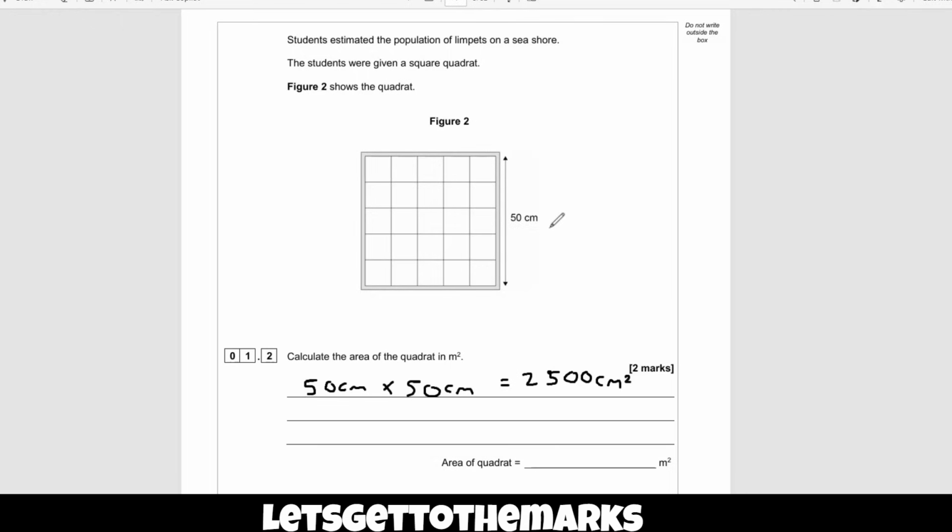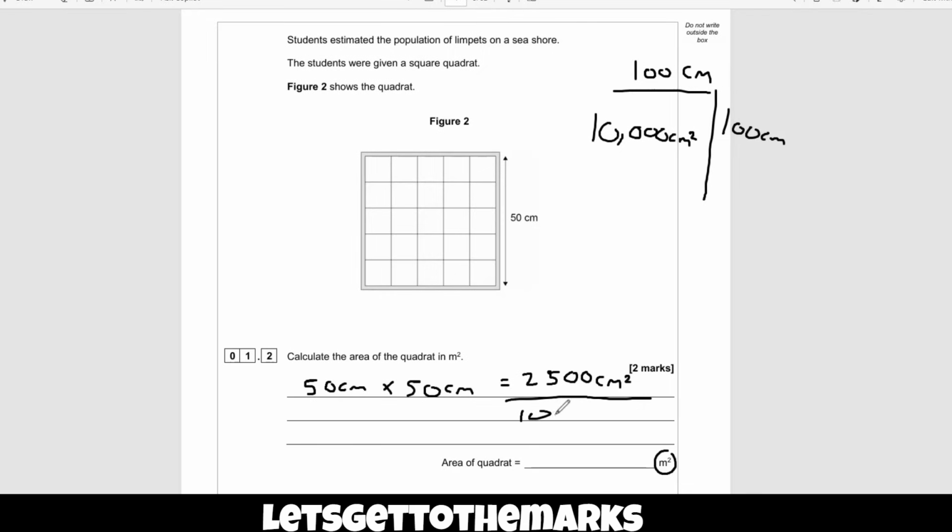Remember that if we want to change it into meters squared, a full meter square is 100 centimeters times 100 centimeters. Guess how many centimeters that is? If you do 100 times 100 in your calculator, you're going to get 10,000 centimeters squared. So actually, this is only a quarter of a meter squared. We can divide this by 10,000, and that is going to get you 0.25 meters squared. So it's a big difference. If you divided that by 100, you get 2.5 meters squared.